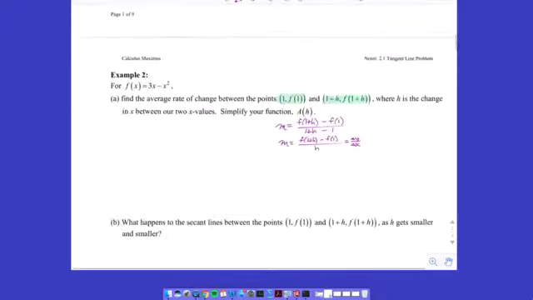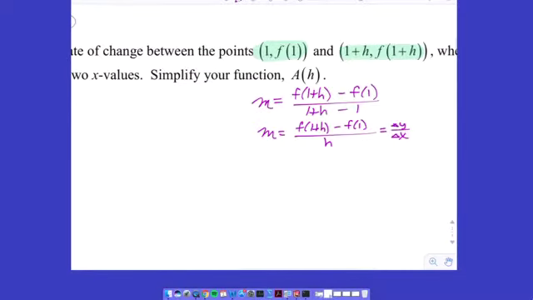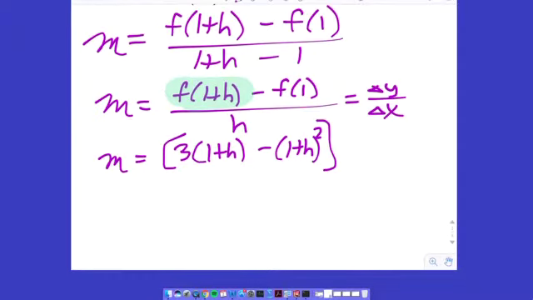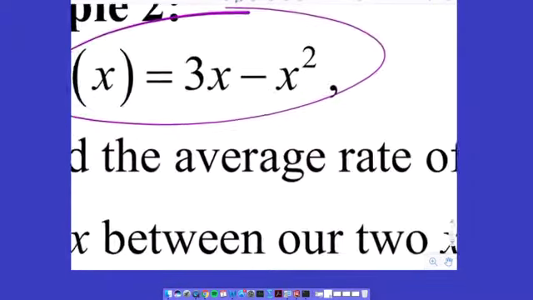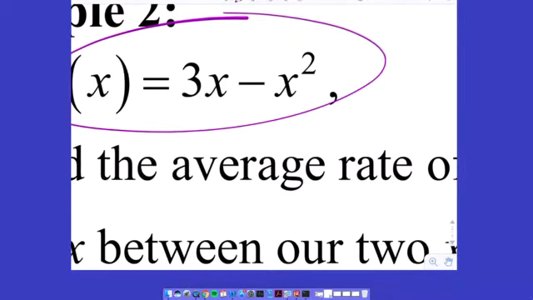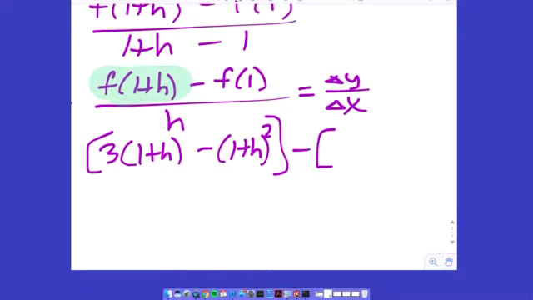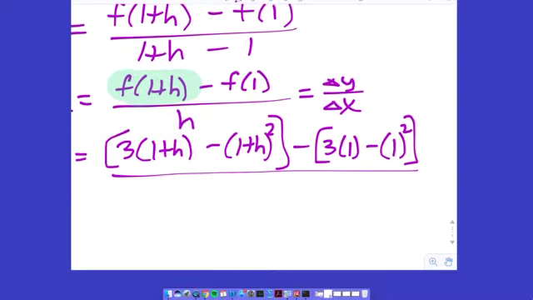Okay, so now for my function, 3x minus x squared, let's go ahead and set it up. F of 1 plus h, well, that's going to be 3 times 1 plus h minus 1 plus h squared. All I did is I took the x's here and replaced them both with 1 plus h. Minus f of 1, I think we've already computed it, but let's do it again: 3 times 1 minus 1 squared. Okay, so that's all I did. 3 blob minus blob squared. I plugged in a 1 plus h for the first blob and a 1 for the second, all over h.